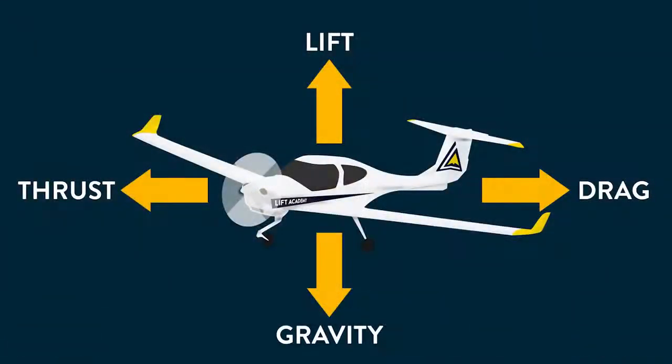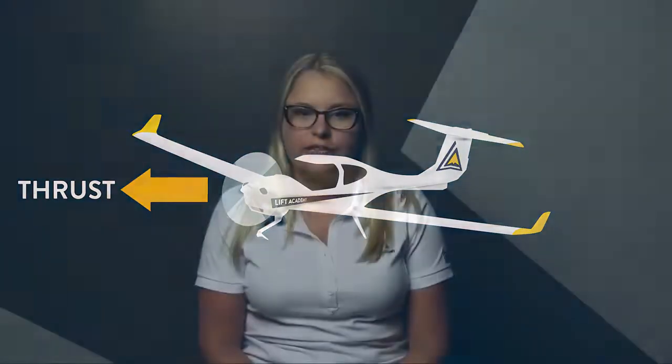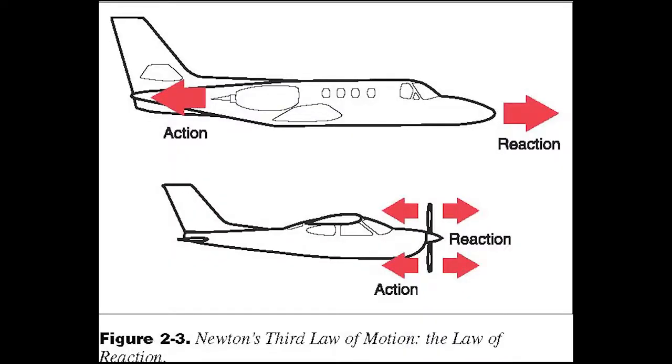Now that we know what holds the aircraft in the air, let's talk about what moves the aircraft. Thrust is a force that moves an aircraft forward through the air. Thrust is generated by an aircraft's engine through a different type of propulsion system. Thrust can be explained by first understanding Isaac Newton's third law of motion. For every action, there is an equal and opposite reaction.